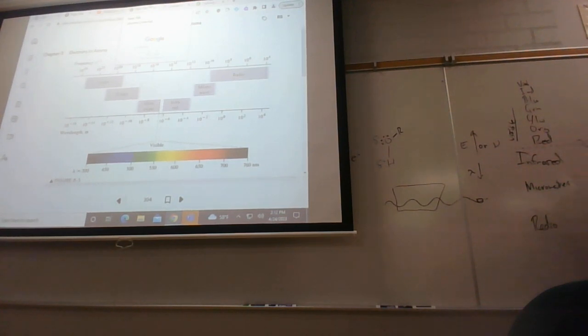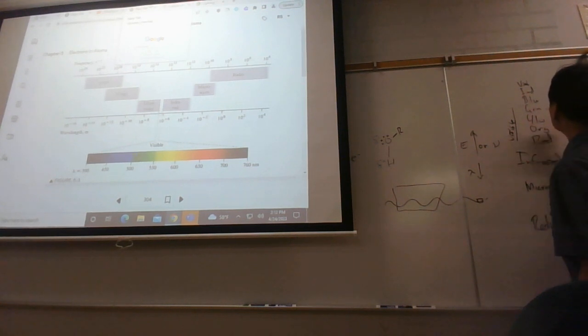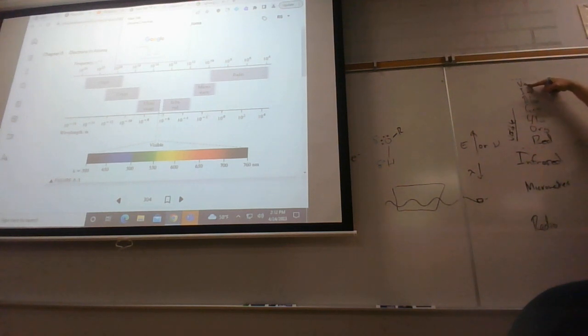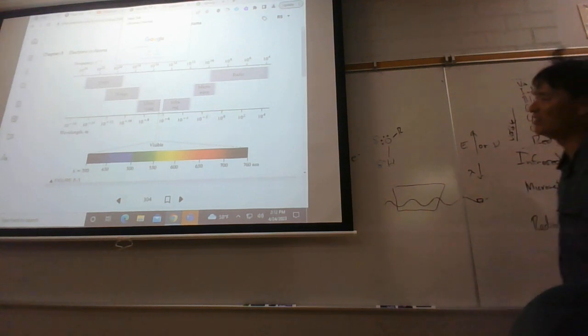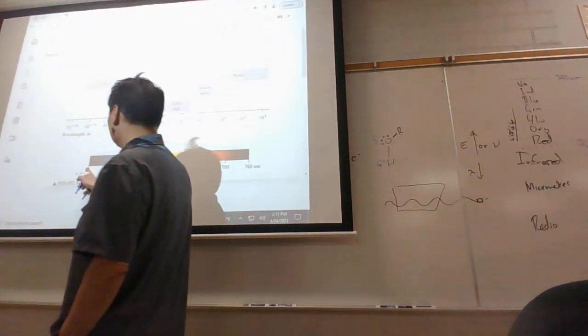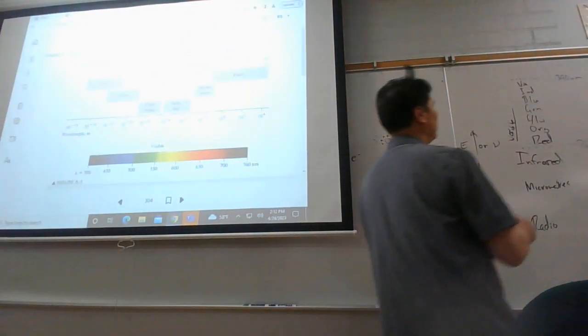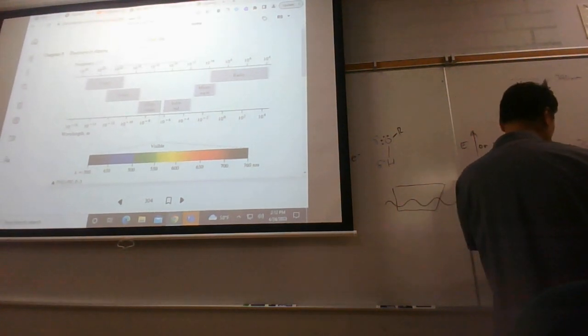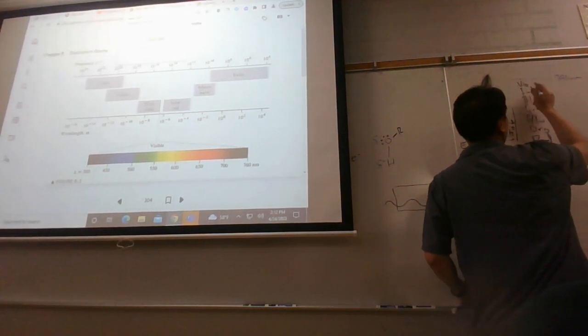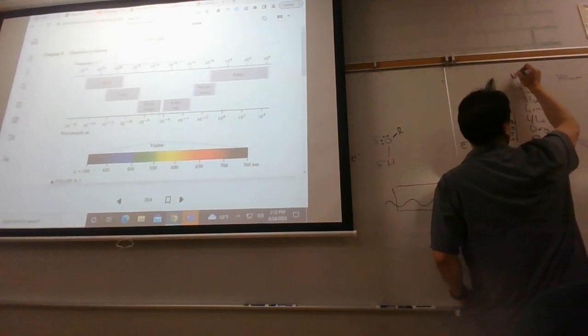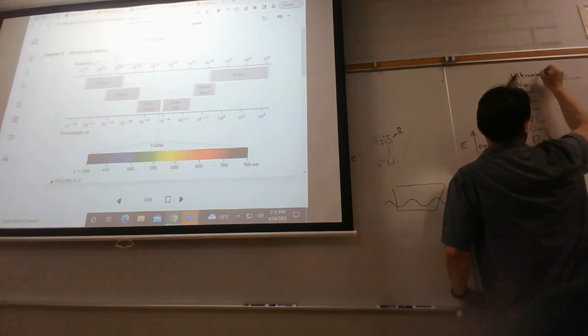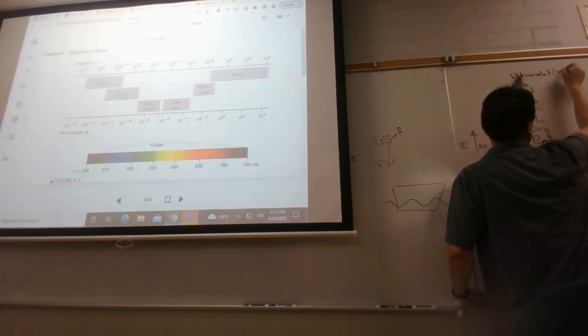So red is the longest wavelength, lowest energy, lowest frequency. Violet's the highest energy, the highest frequency, and the shortest wavelength. And so that's going to be at about 390 nanometers. 390 nanometers is what we call the edge of violet. And then from violet, we go to what color? Actually, it's not a color. It's going to be invisible. But what type of electromagnetic radiation? Ultraviolet. I'm going to run out of room here. But ultraviolet, or UV.